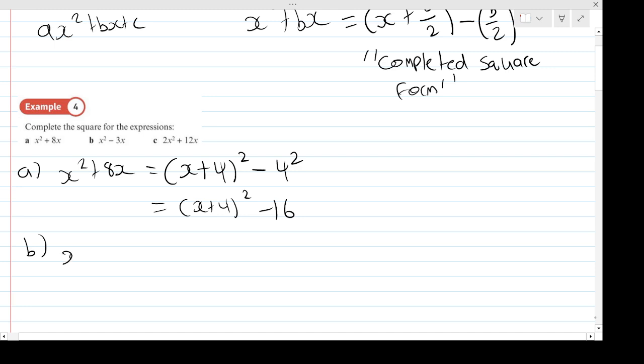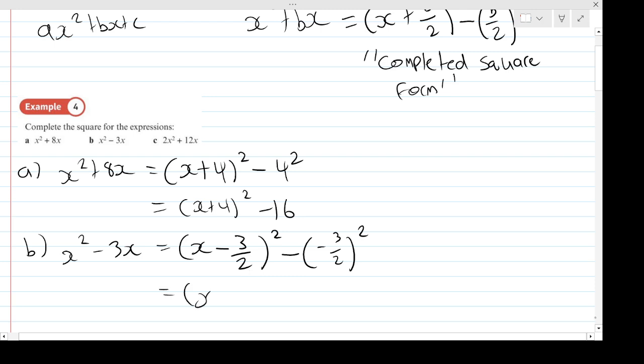Okay, part B, we have x squared minus 3x. Again, I'm going to do the same thing. So I have a bracket of x, and then I'm halving it. So minus 3 but then I'm halving it to be over 2 squared. Then I'll do minus 3 over 2 squared. So then I minus this number, so minus 3 over 2, and square that. And so if I do that, I have x minus 3 over 2 squared.